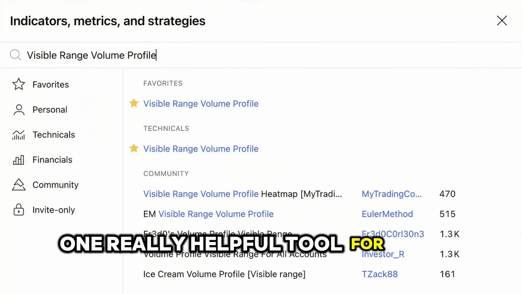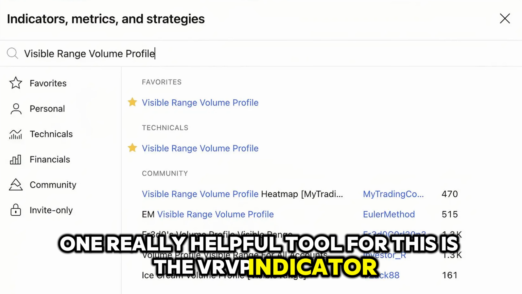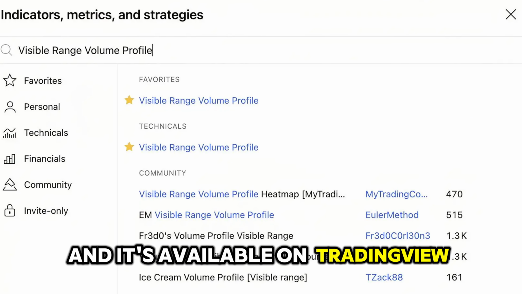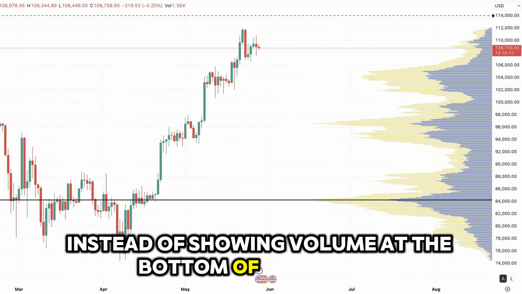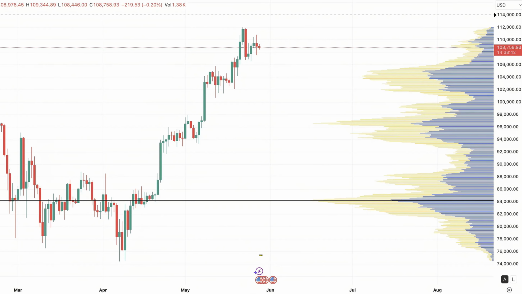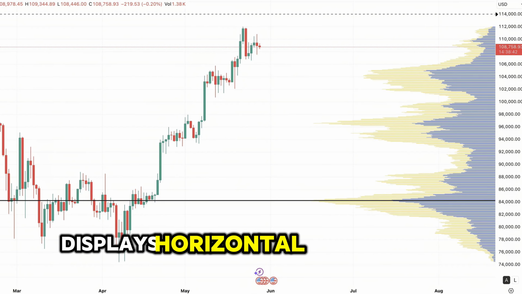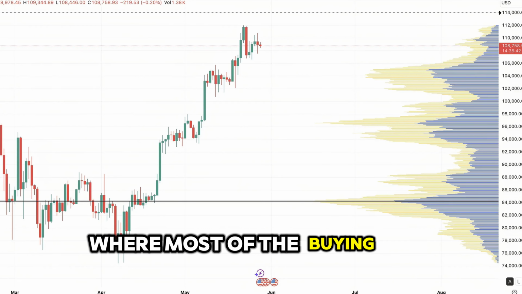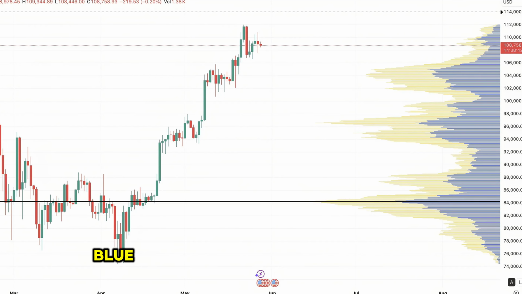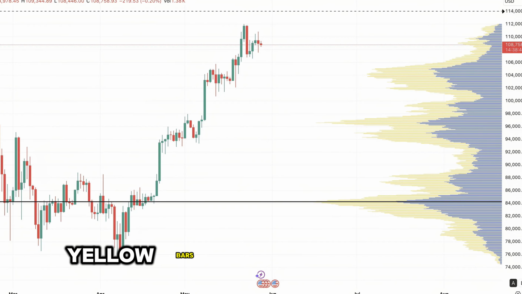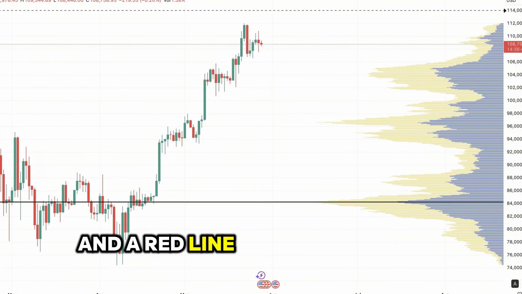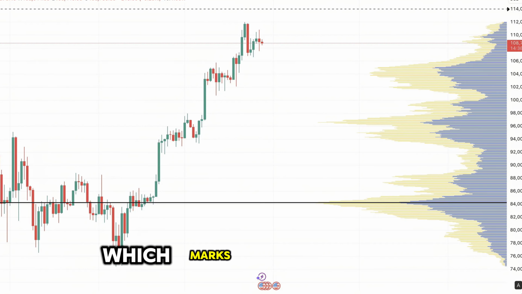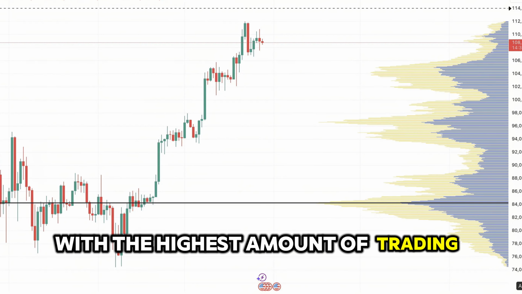One really helpful tool for this is the VRVP indicator, which stands for Visible Range Volume Profile, and it's available on TradingView. Instead of showing volume at the bottom of the screen like a traditional bar chart, VRVP displays horizontal bars directly on your price chart, making it much easier to see where most of the buying and selling has taken place. Blue bars show buying volume, yellow bars show selling volume, and a red line runs through the busiest area. This is called the point of control, which marks the price level with the highest amount of trading activity.